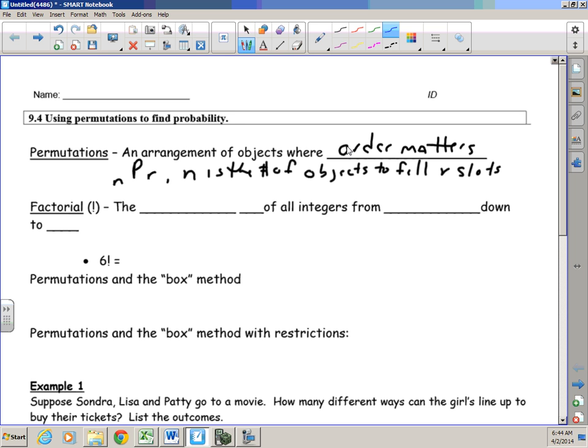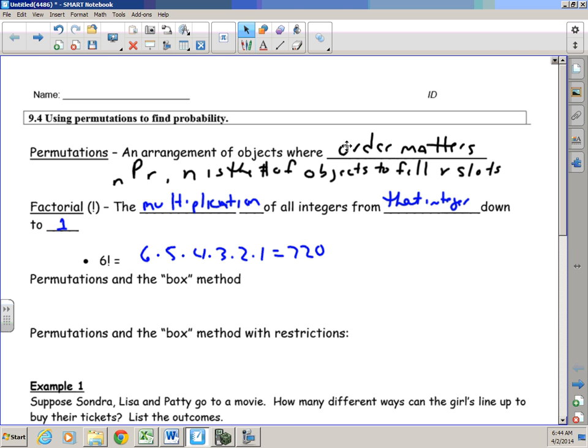Factorial, or the exclamation point in math, means the multiplication of all integers from that integer down to 1. So in other words, just shorthand. So 6 factorial means to multiply 6 times 5 times 4 times 3 times 2 times 1, which is 720. And again, this is something that's easily done on the calculator without having to spell out all the digits.